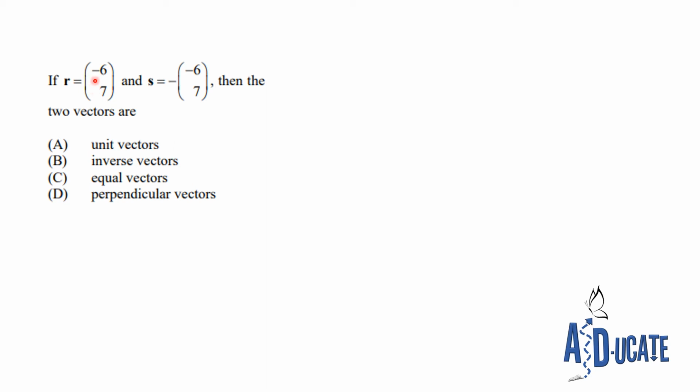Based on what we're seeing here, the signs attached to the x and y components of our vectors are the same. But we need to ensure that we look closely. For our vector s, we have a negative outside the bracket. What does that mean? Let me expand. We have vector s, and we have a scalar quantity, -1, outside the bracket.